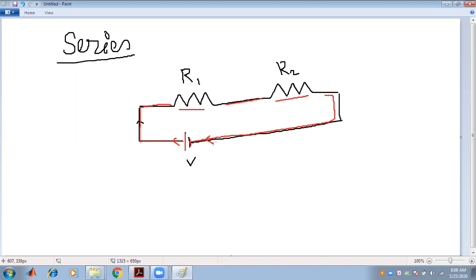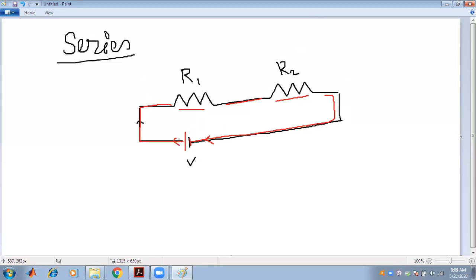Now, there are different types of concepts in order to solve a problem, but if you follow a single rule, it will solve all the numerical problems related to circuits. So there are different types of rules, but just follow that single rule.